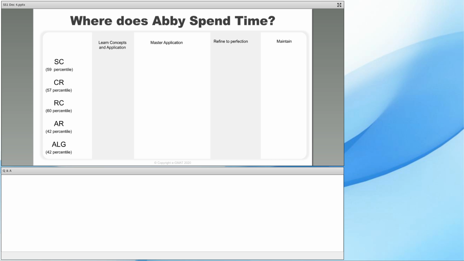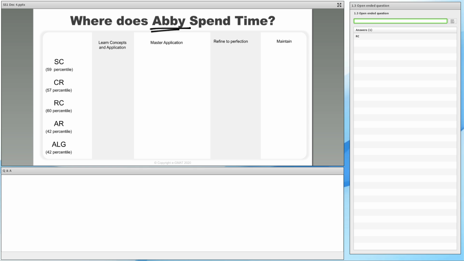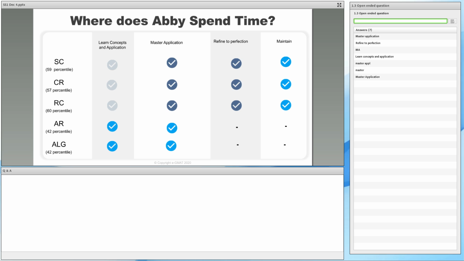Now let's go back to Abby and Chase. And this is Abby. And you see her starting percentiles. So given the fact that Abby is at around that 60th percentile, where do you think Abby would be spending the 2 weeks that she needs to spend on SC? Where do you think Abby needs to spend time? No, which stage? Learn concepts and application, master application, refine to perfection, or maintain? Master application. She's already at that 60th percentile. So Abby, when it comes to verbal, is going to focus on mastering application.